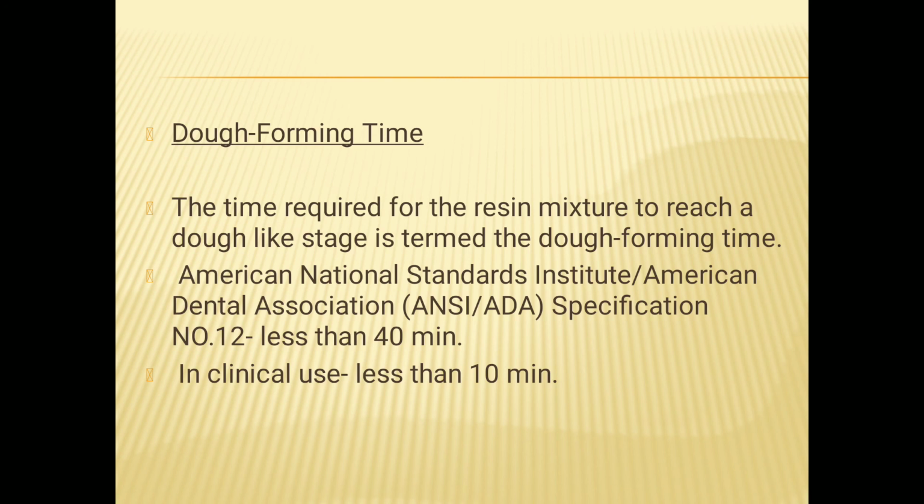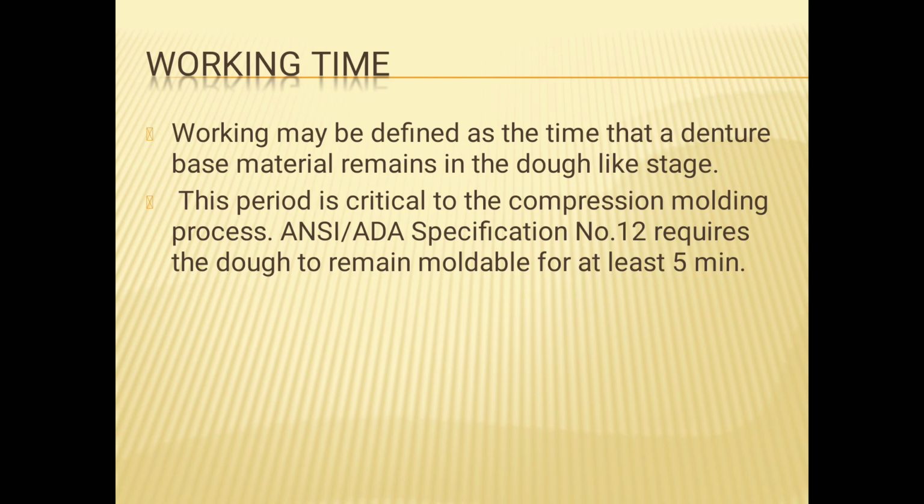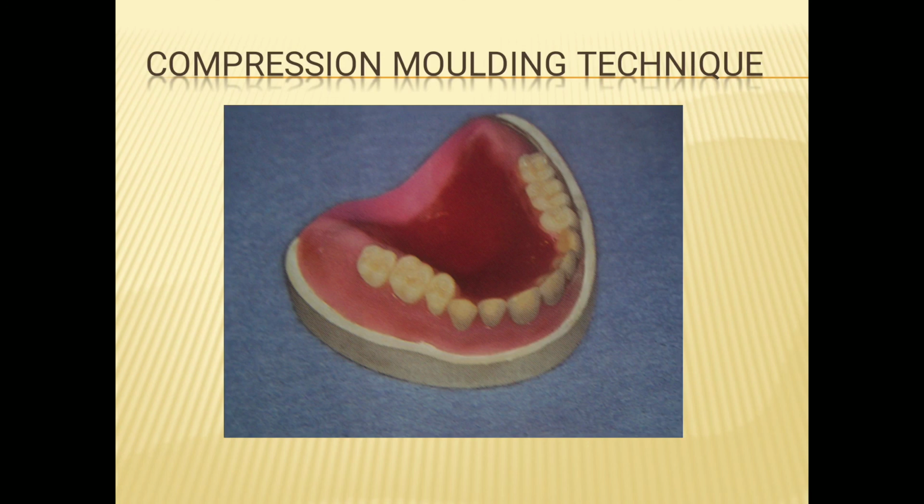So when you do your flasking procedures, when you take a powder and liquid and mix thoroughly, different stages are formed. These are the physical stages, whereas chemical stages are different: induction, propagation, chain transfer, chain termination, etc. Right? Working time may be defined as the time that a denture base material remains in a dough-like stage. How much time does it remain in the dough stage? It is almost about 5 minutes. Right? So in the next classes, we will discuss techniques, compression molding technique, injection technique, everything.